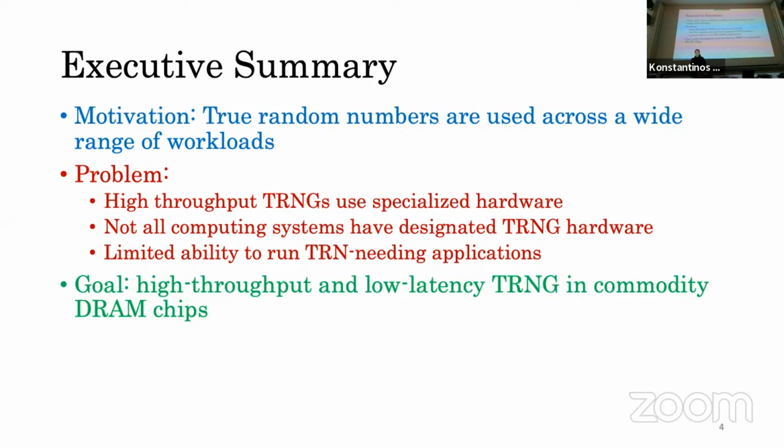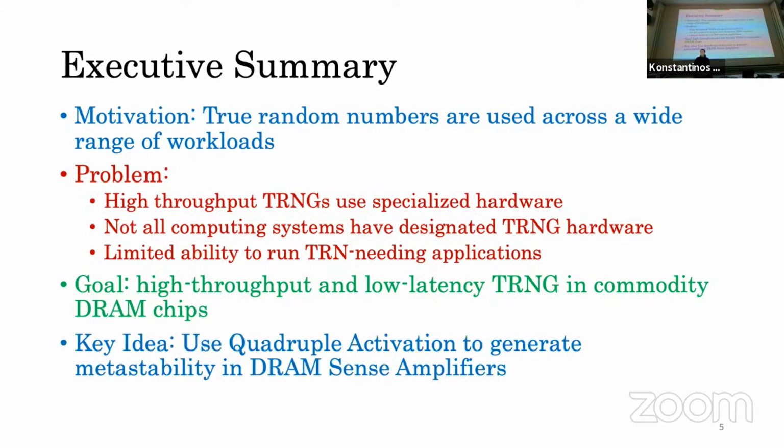This is exactly the problem that the paper tries to tackle by providing the design for a true random number generator that uses commodity DRAM chips as an entropy source to generate random numbers. The key idea behind that is to use something called quadruple activation to induce metastability in the DRAM sense amplifiers, and this is then used as an entropy source.